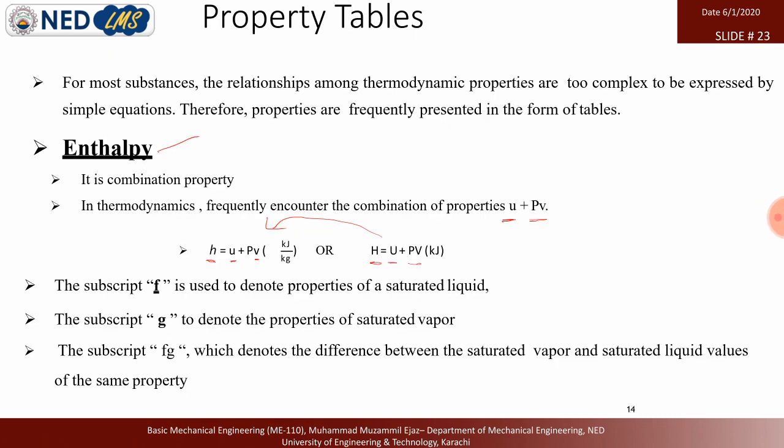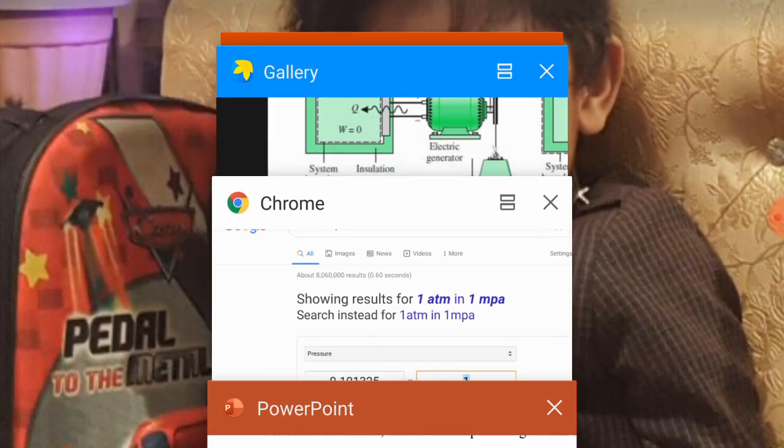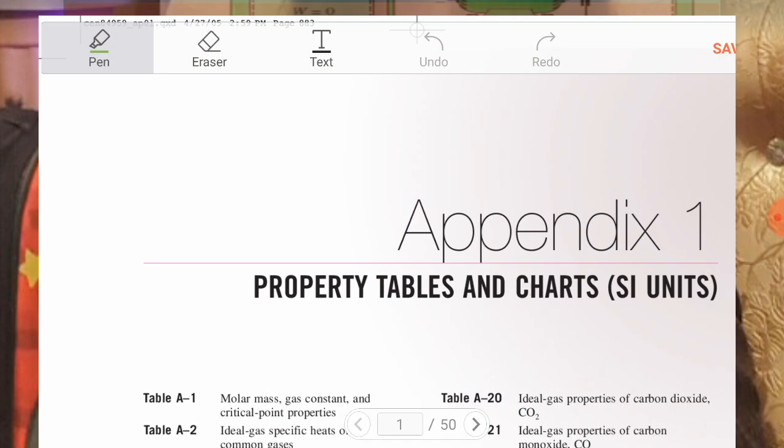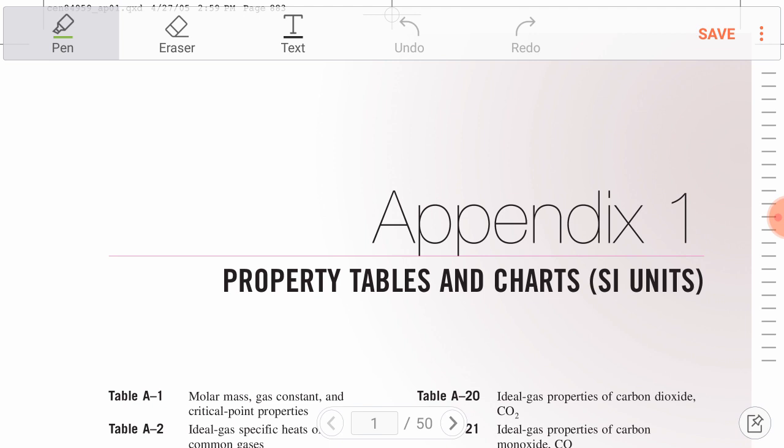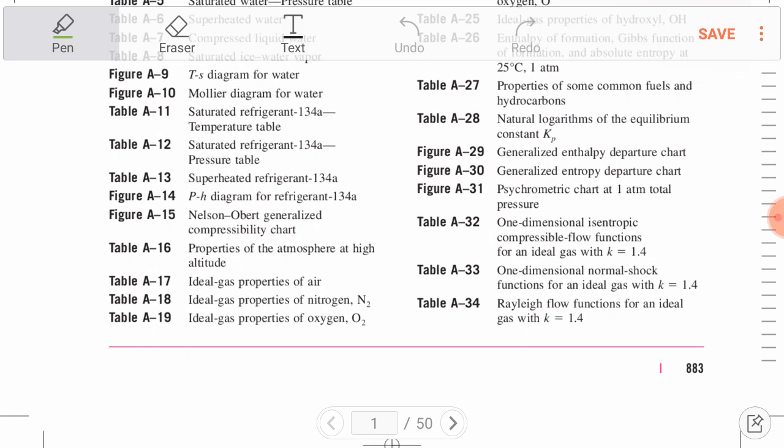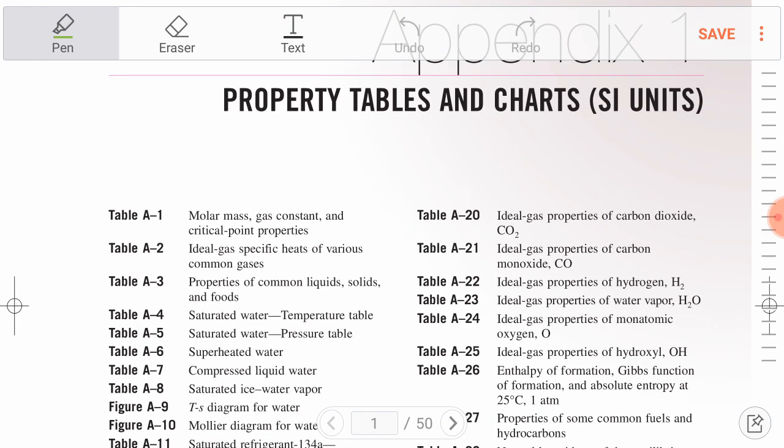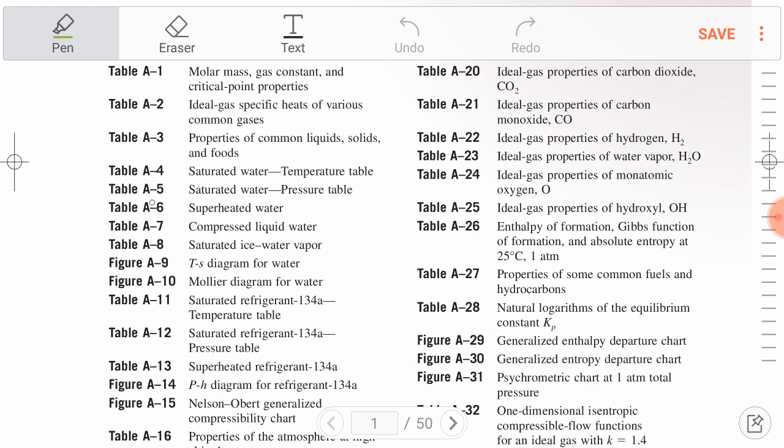Now we are going towards the table. How we are studying the table and how we are calculating with the table, that we will use here. This is the thermodynamic table in SI units. I shared it in the books and reference folder. You can download a copy on your own. So these are the different tables. Now move toward this: table A4 represents the saturated water temperature table. Table A5 represents the saturated water pressure table.